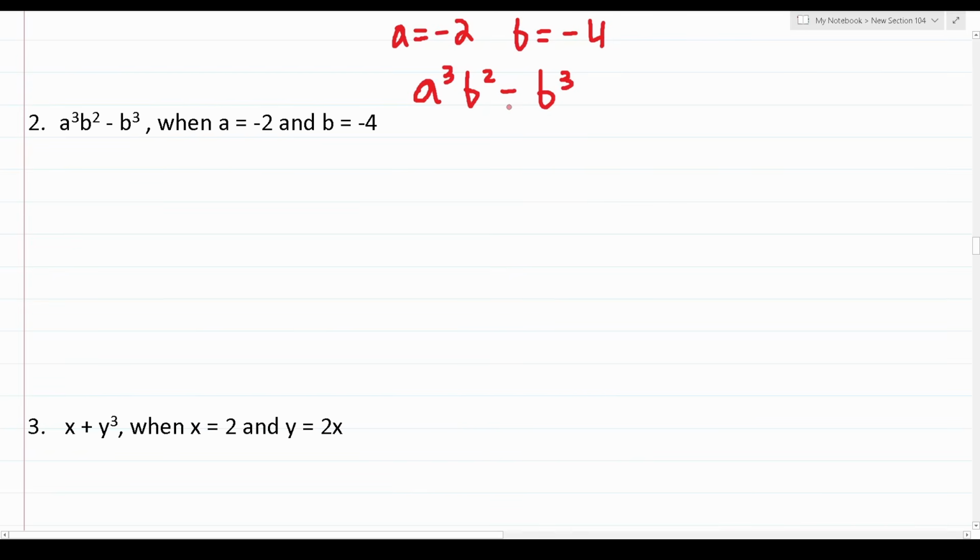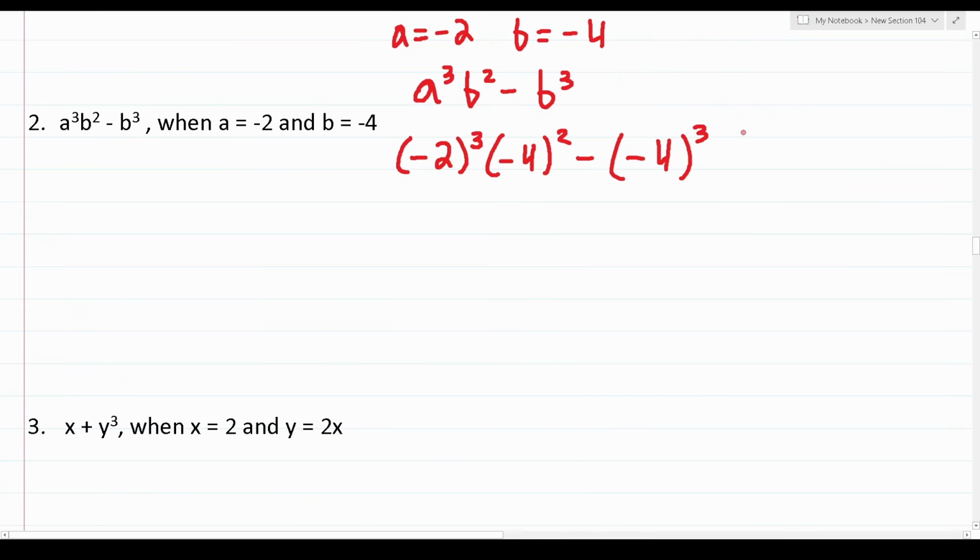So now I'm simply going to replace a in this expression with -2 and b with -4. Of course, I like using parentheses when I plug those values in, so that's what I'm going to do next. Again, a is -2, so this becomes (-2) to the third times, again, b is -4, so this is (-4) squared minus, again, b is -4, so this is (-4) to the third.